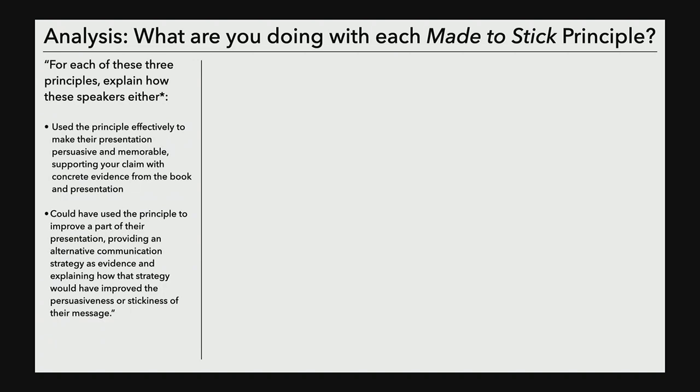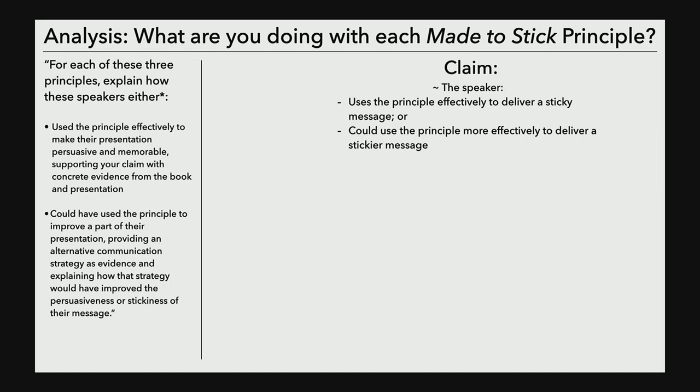So essentially, we're asking you to make an argument that this is happening, okay? So you're going to need a few key components to make this work. Number one, you're going to need some sort of claim. And based on the prompt, the claim is going to be something about the speaker using the principle effectively, or that they could have used the principle more effectively to deliver a stickier message, okay? So that's number one. We need a claim, and that needs to be clear in your WD0.